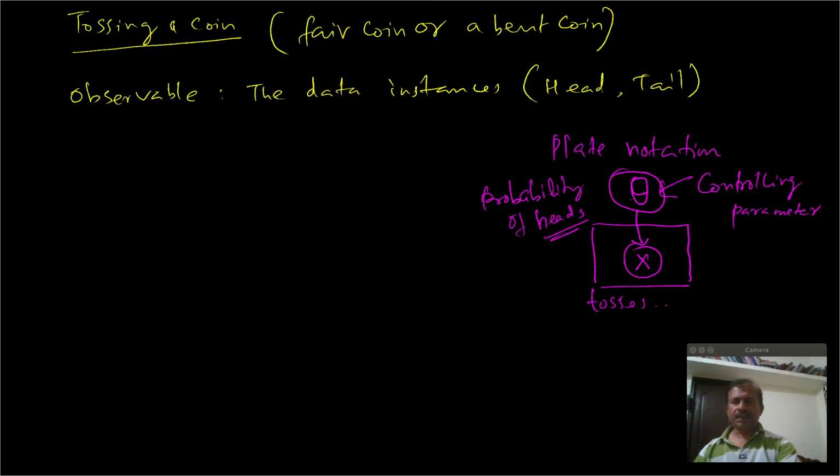So theta represents the probability of heads, or we can call this a controlling parameter which determines the outcome of the experiment, which is nothing but tossing of the coin. So x can take on possibly heads and tails, and this theta basically determines the outcome of the experiment, right?